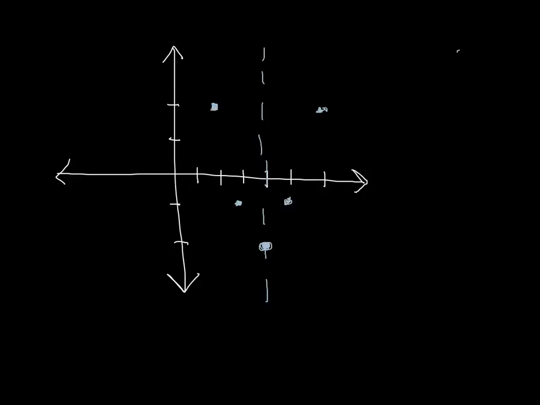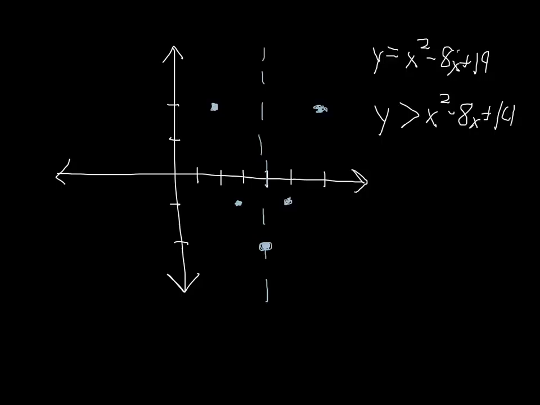Okay, so now how do I actually draw this shape? Well, it depends on what kind of equation you're given. Let's say instead of being given y equals x squared minus 8x plus 14, I was told that y is greater than x squared minus 8x plus 14. That should be a 14. Make that a little bit more clear. So instead of having an equal sign, I'm given a greater than sign.